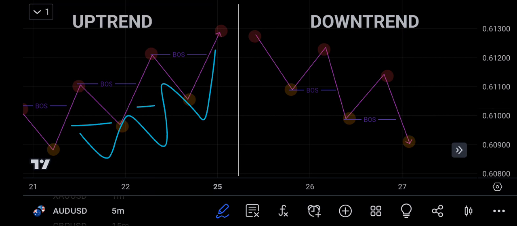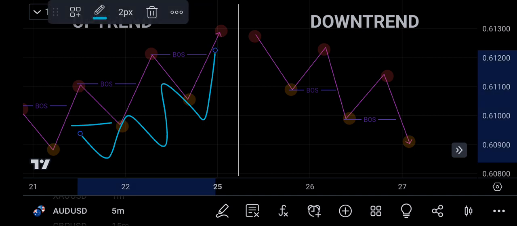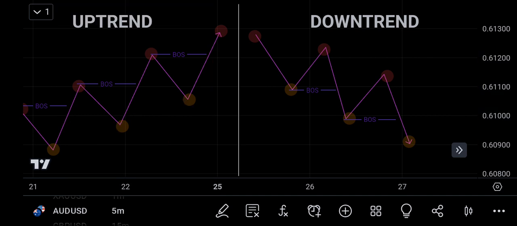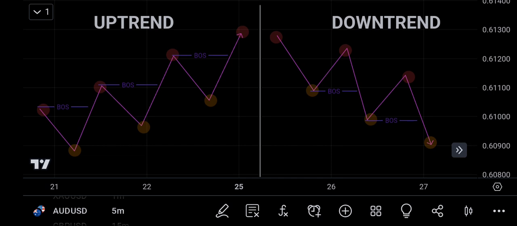The market keeps creating higher highs and higher lows, and is breaking structure to the upside. Take note of that. In a downtrend, since it's going down, the highs are called lower highs and the lows are called lower lows, and it's breaking structure to the downside.